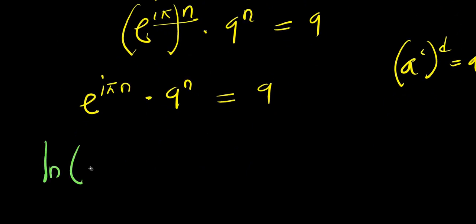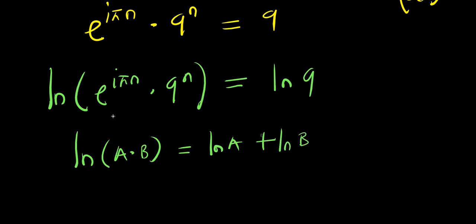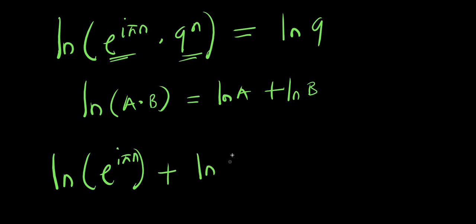I can make use of natural log. Then this equals natural log of 9. And don't forget that natural log of a times b equals natural log a plus natural log b. This is my a, this is my b. So we simply have natural log e power i times pi n plus natural log of 9 power n equals natural log of 9.